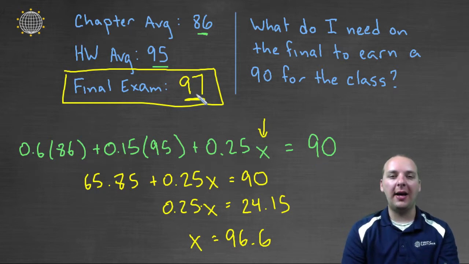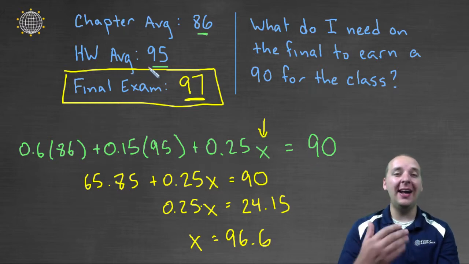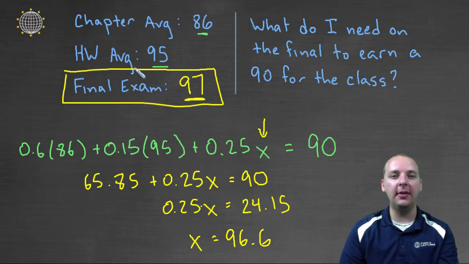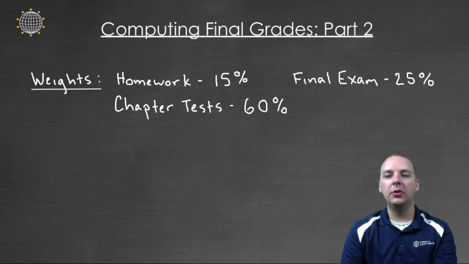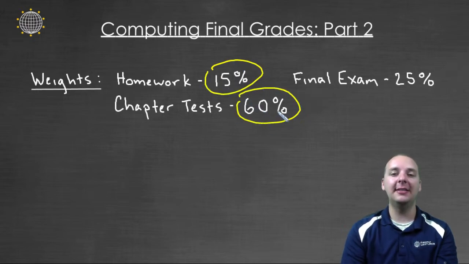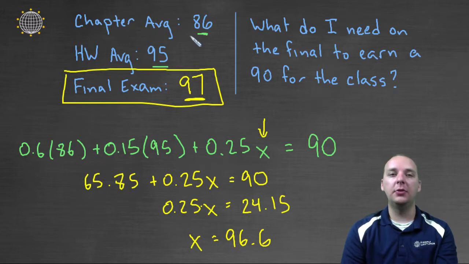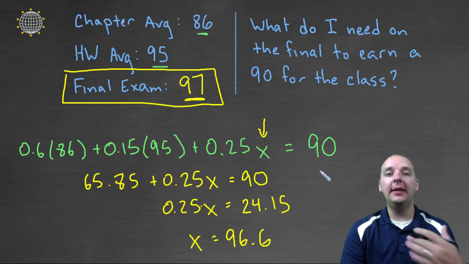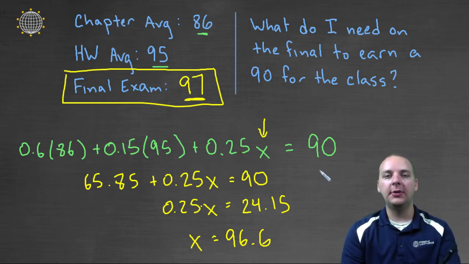Now, why is that so high? I mean, that seems awfully high to get an average of a 90, especially considering we had a 95 homework average. Doesn't that count for something? Well, remember the homework average was only weighted 15%, which isn't a lot. The chapter tests were weighted 60%. So because your chapter average was relatively low compared to a 90, an 86, that's going to drag your average down below a 90, and you'll have to do really well in the final to pull that average up to a 90. So anyways, that's how we compute what we need to earn on a final exam to get a certain grade in your class.